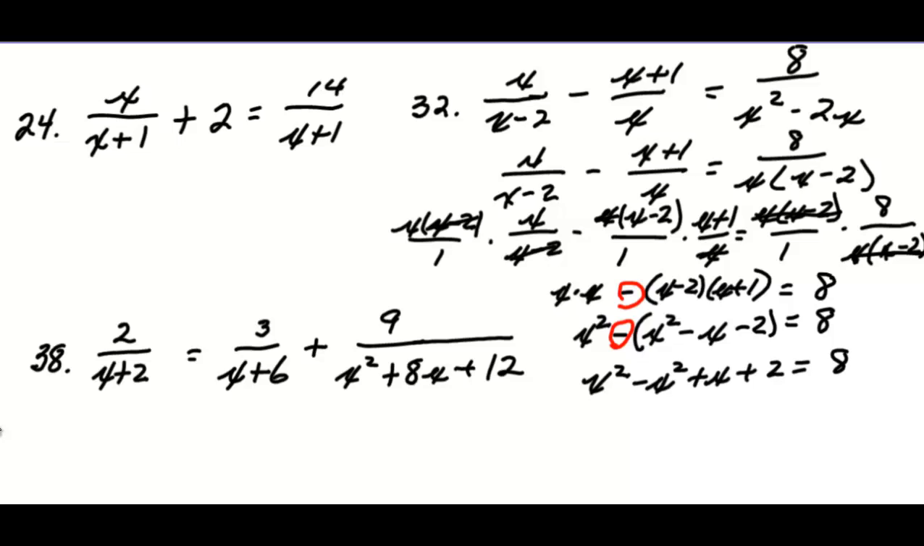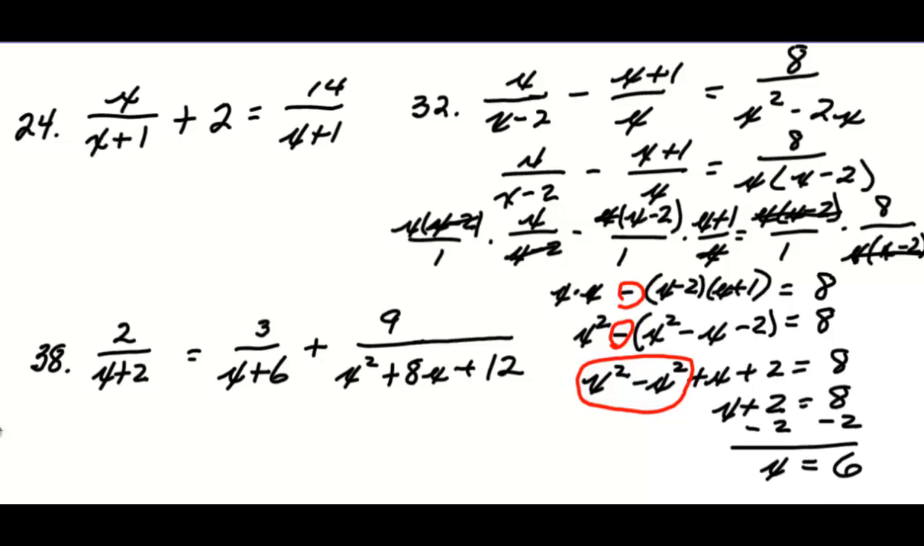What happens is these two x squares right here, I've got a positive x squared and a negative x squared, they cancel each other out, and all I end up with is x plus 2 equals 8. Now if I subtract 2 from both sides, I come up with x equals 6.